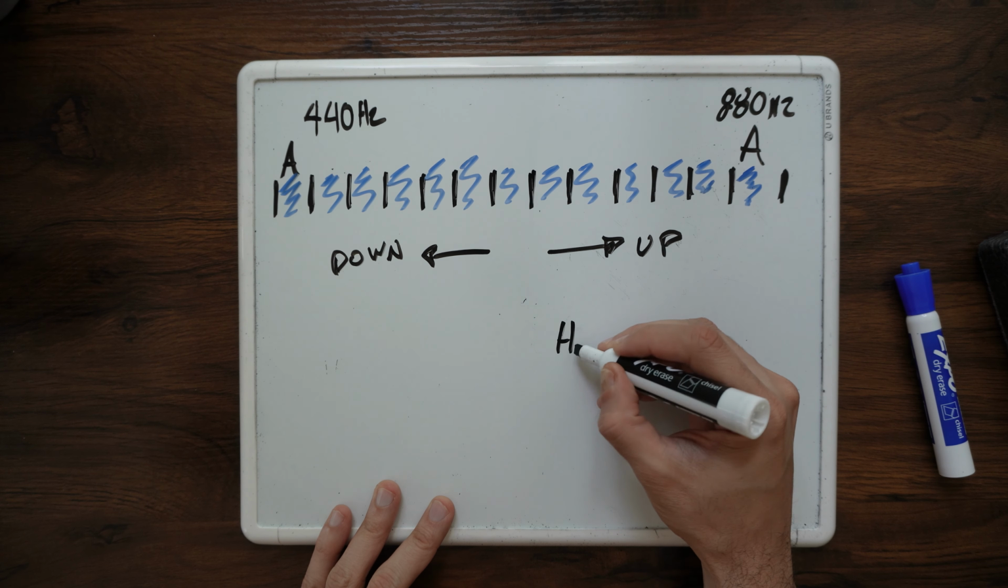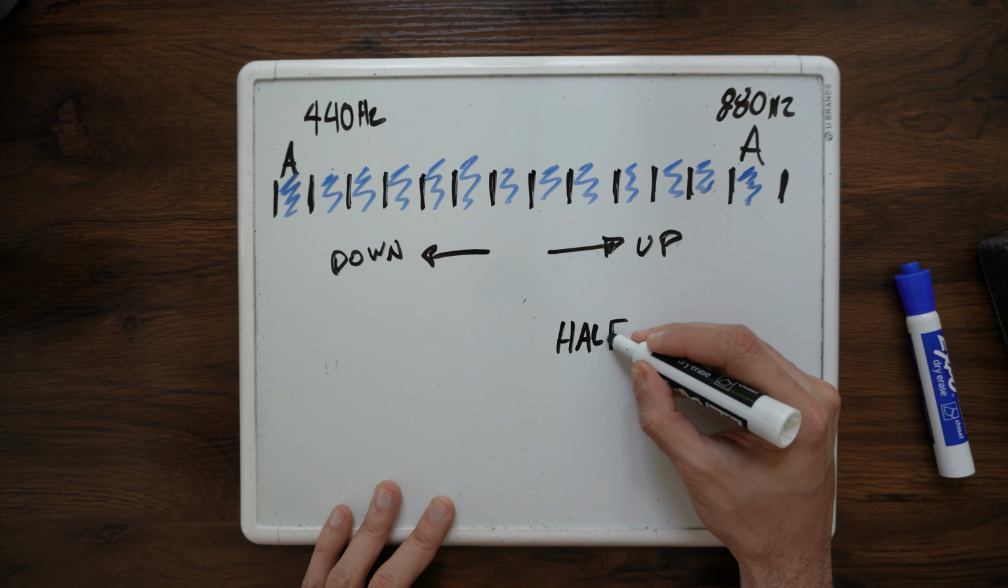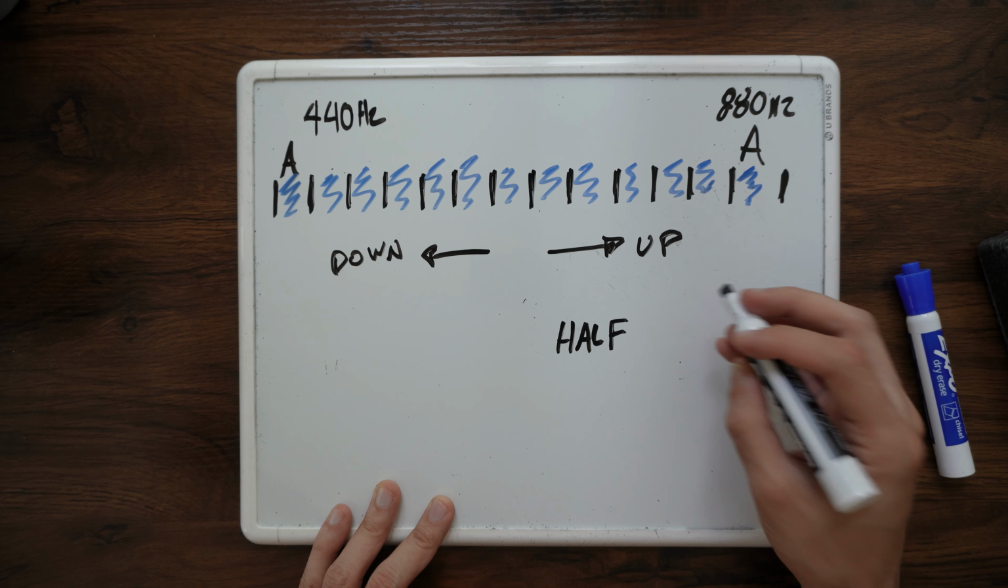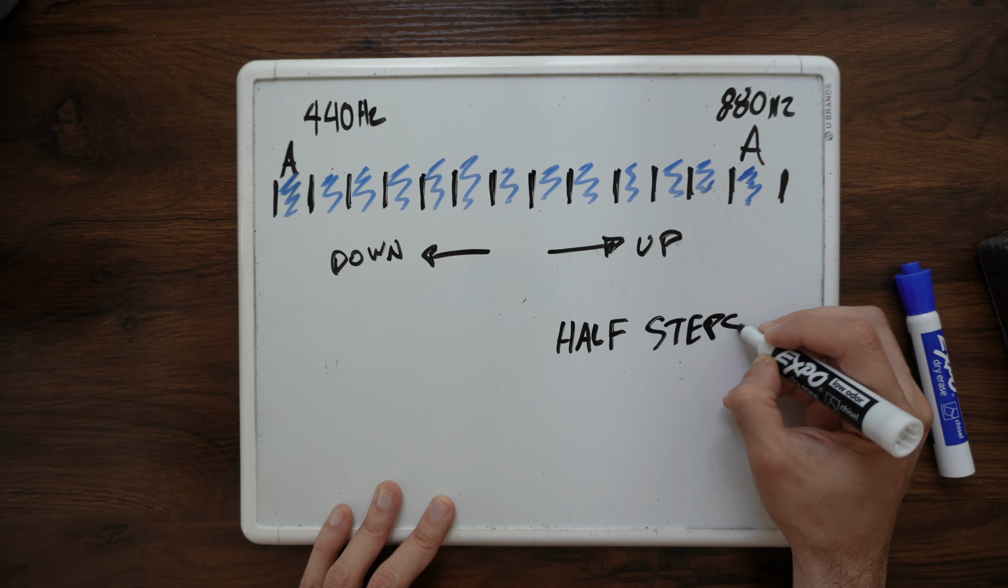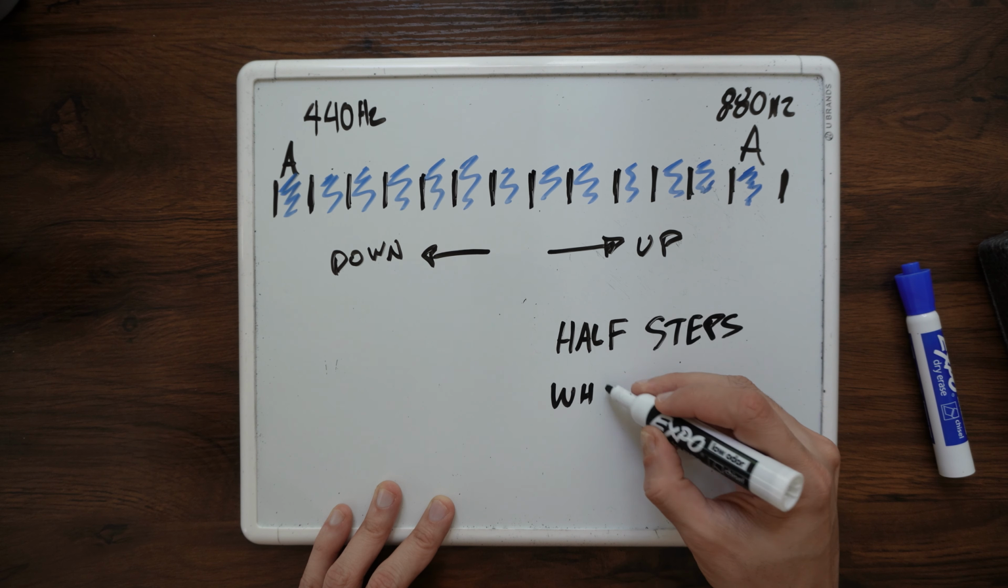Now, before we continue and learn all of the notes in the system, I'm going to teach you the two most important relationships you need to learn as a beginner music theory student. These are half steps and whole steps.